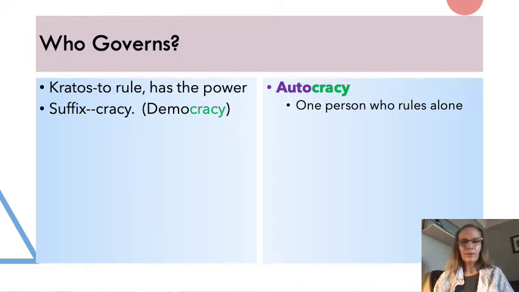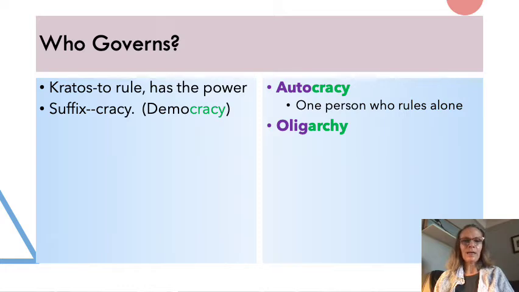There are other types of autocracy as well. A dictator, right? Somebody who doesn't come into power because of their hereditary line, but they take power by force. That's also an example of autocracy. The Kingdom of Saudi Arabia and the King of Saudi Arabia is a good contemporary example of one person who rules over a territory. Another type of government is oligarchy.